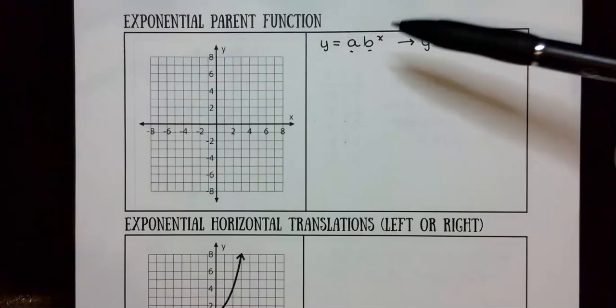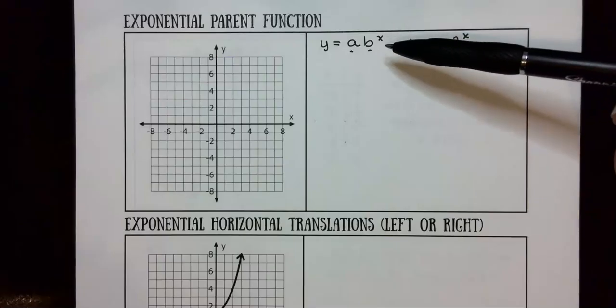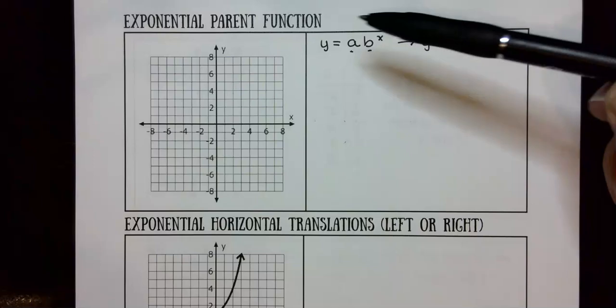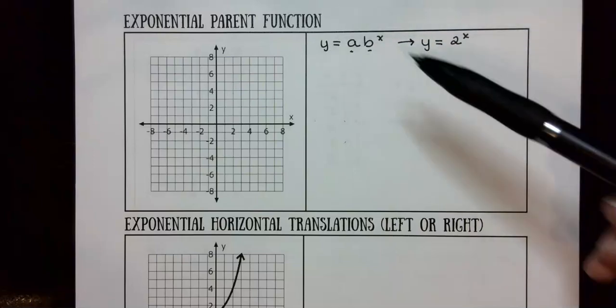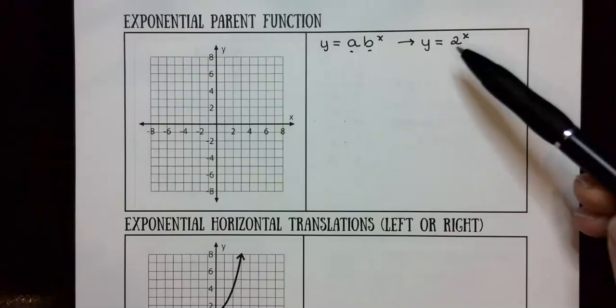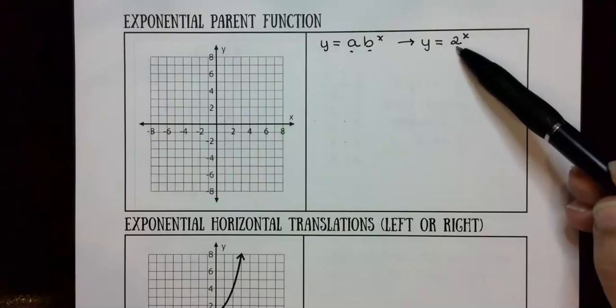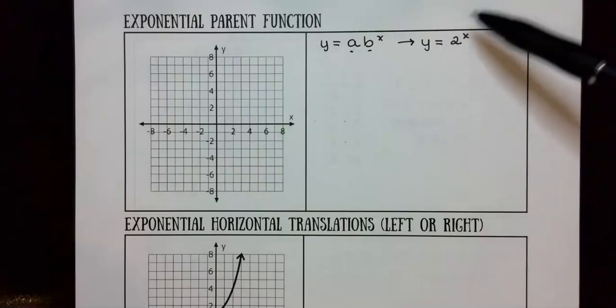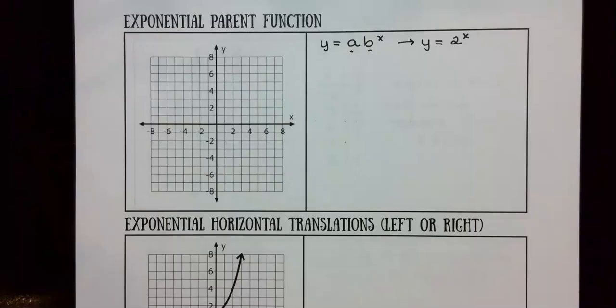So the parent function, or any function that has to do with the exponential family, is going to be in this form right here, where a and b represent numbers. They can be either positive, negative. They can also be fractions and decimals. But for the sake of what we're doing today, we're going to use this one right here as our parent function. So we're going to use y is equal to 2 to the x power. So our x is actually an exponent, so we're going to plug in numbers right there.